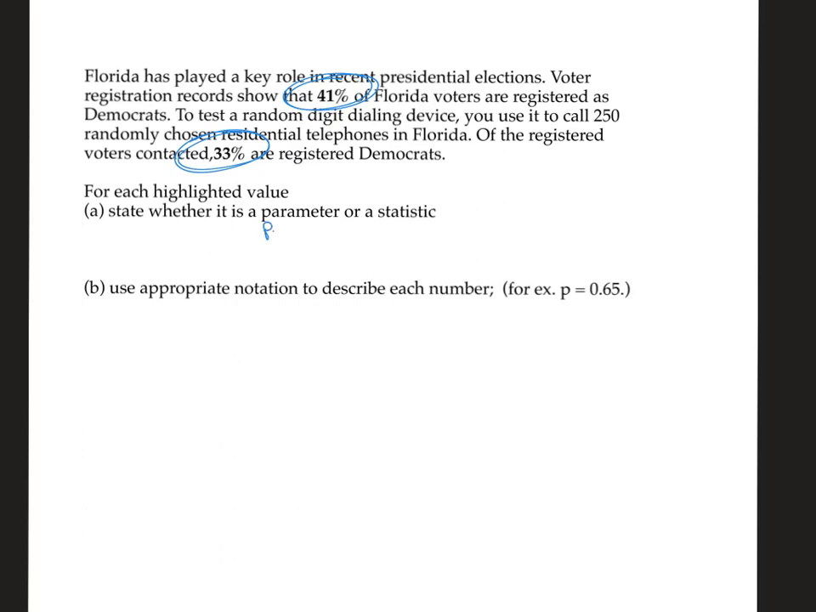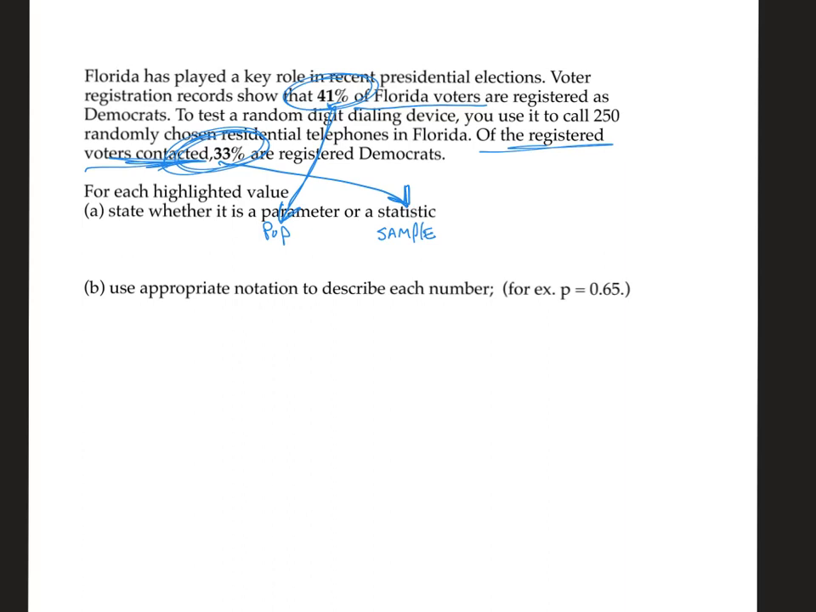So remember, a parameter comes from the population and a statistic comes from a sample. So this 41% right here, is that a sample or a population? And if you reread it, it says, voter registration records show that 41% of Florida voters, so that would imply all Florida voters, are Democrats. 41% of all the Florida voters are Democrats. So that is a population thing, so that is your parameter. And then the 33% were only of the registered voters that were contacted. So they called up people, 33% of those they were able to get a hold of, which would be the sample, were registered Democrats. So that 33% is the statistic.